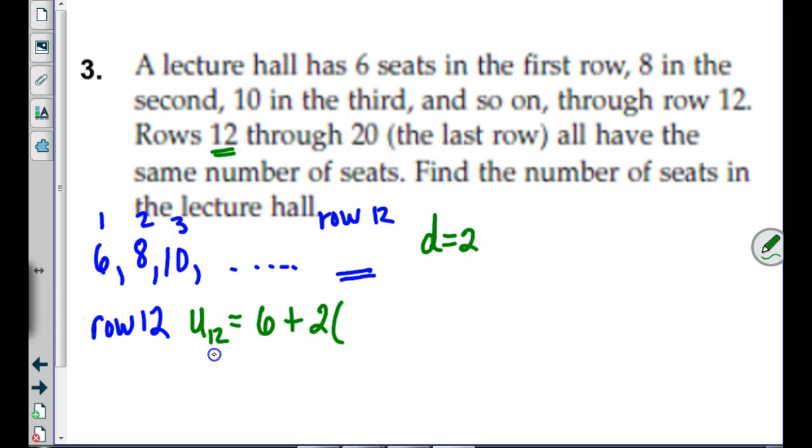So we're looking for term 12. So term 12 is just 6 plus 2 times 12 minus 1, right? Because we're using n equals 12. So we'd have 6 plus 2 times 11, which is 28. Okay. Now, rows 12 through 20 all have 28 seats.